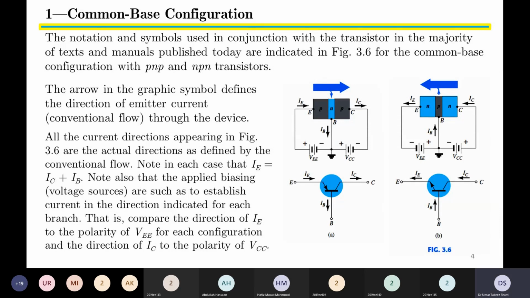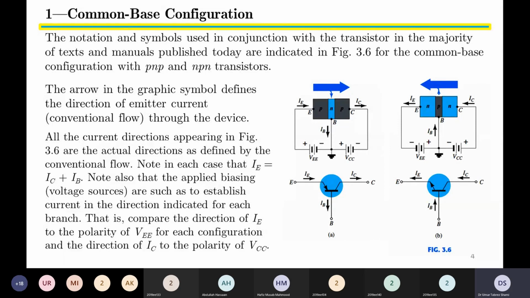All current directions appearing in figure 3.6 are the actual current directions as defined by the conventional flow. So we are now taking our normal conventional current, which is the flow of positive charges. And we must note that in each case, the emitter current is always equal to the sum of collector current and the base current. That is, for both cases, IE is equal to IC plus IB.